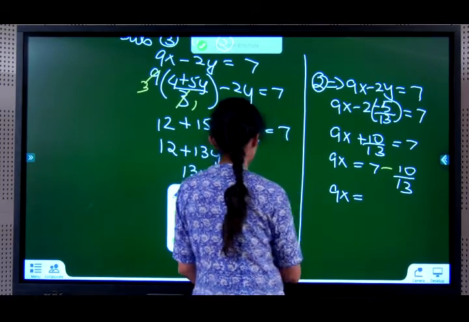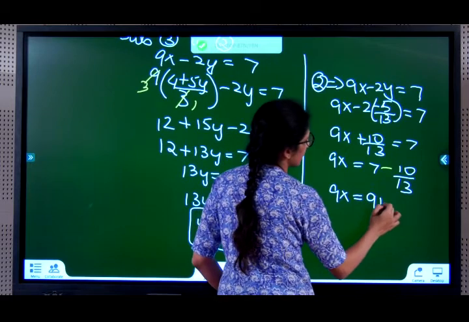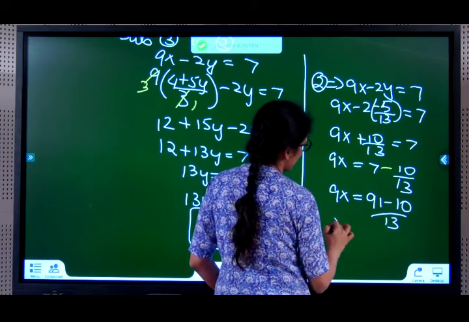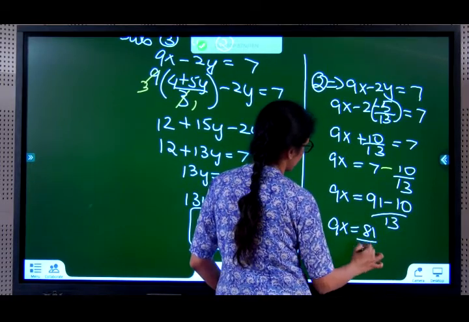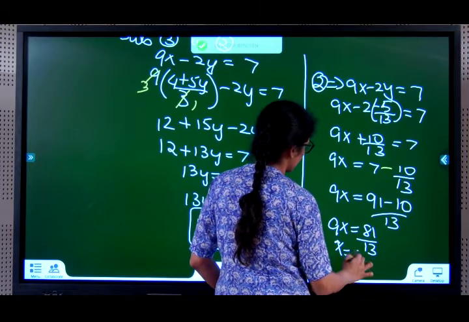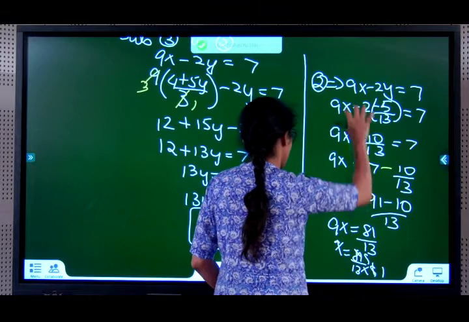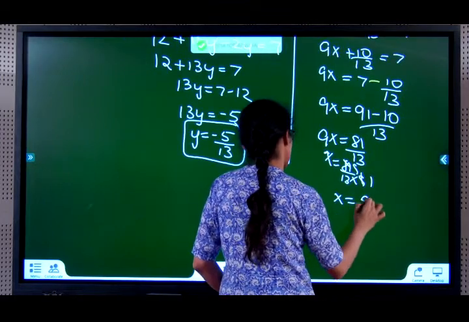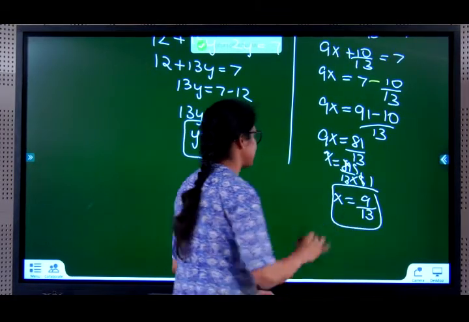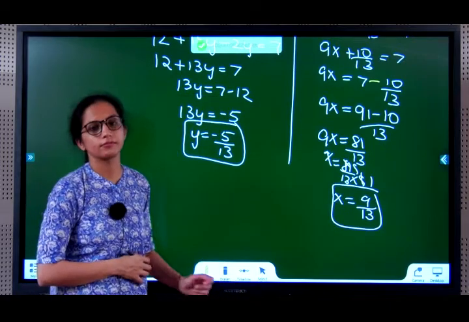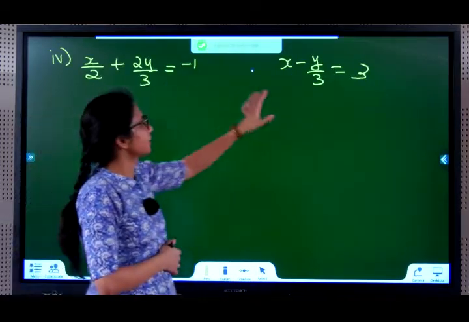Okay, 13 into 7, 91. 91 minus 10 by 13. 9x is equal to 81 by 13. X is equal to 81 by 13 into 9. 9 ones are 9. X is equal to 9 by 13. Same answer as elimination.